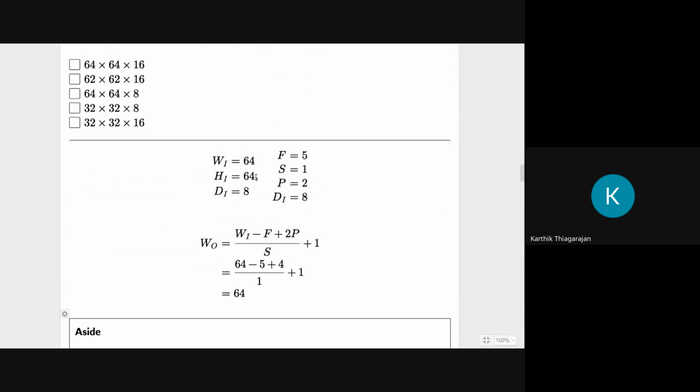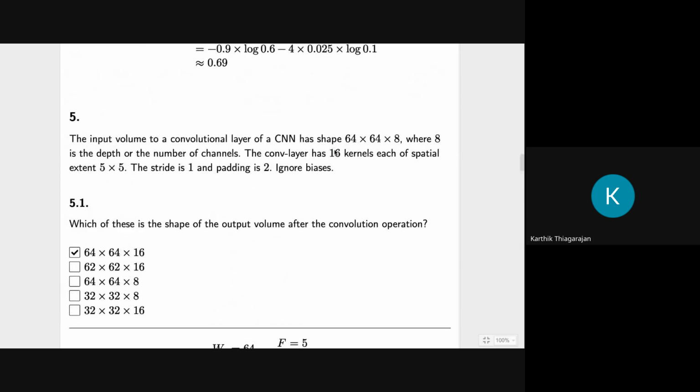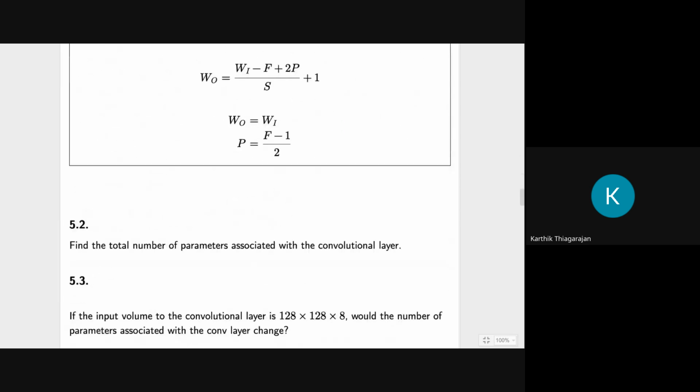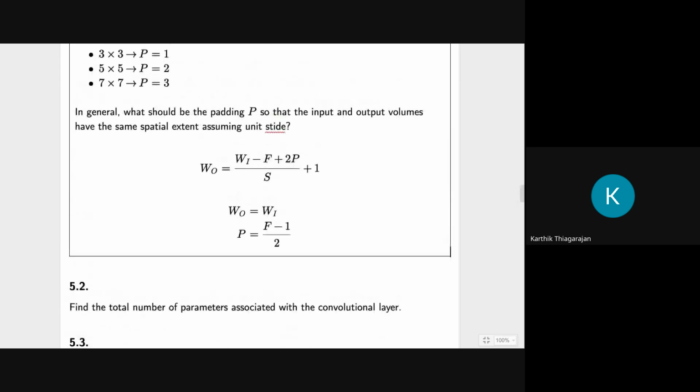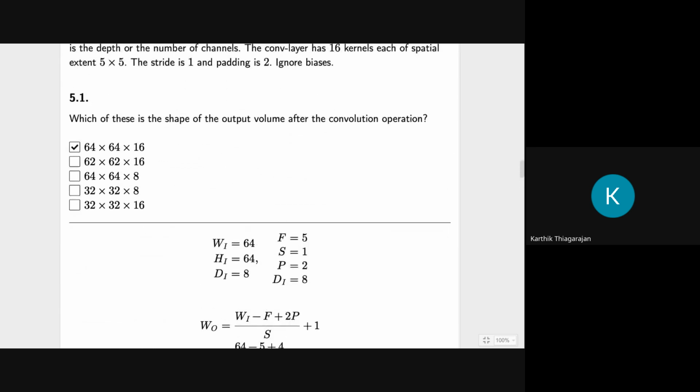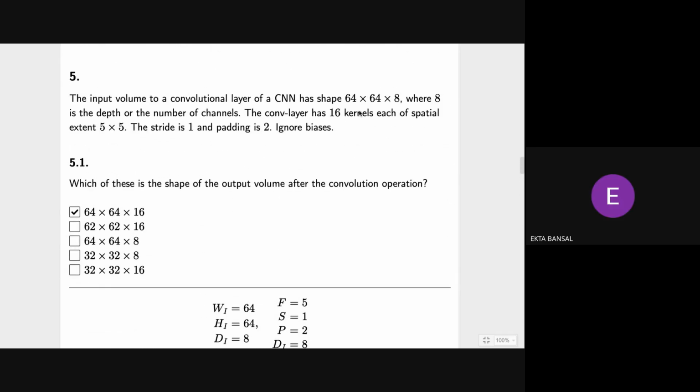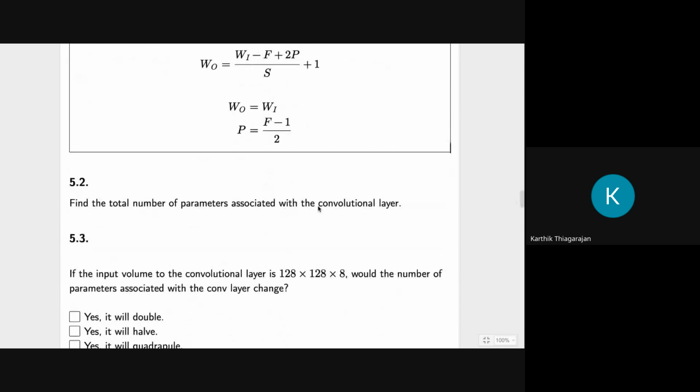Okay, so that's 64 cross 64 cross 16. The 16 is because you're using 16 kernels. And what is the total number of parameters associated with the conv layer? So what is it? 3200. That's correct.